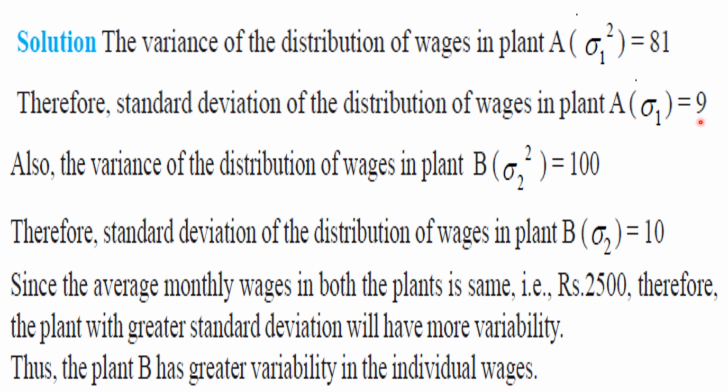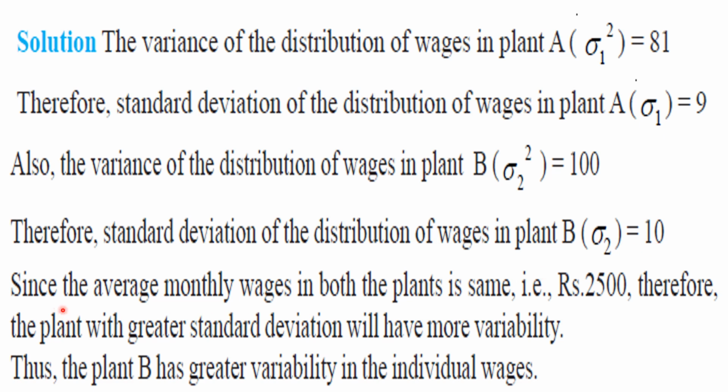What will you get here? 9. Understood this step, my children? Right. Similarly, the variance of the distribution of wages in plant B, that is equal to sigma 2 square, is equal to 100. With the help of this one, we can find the standard deviation of the distribution of wages in plant B, that is sigma 2 is equal to square root of 100, that is equal to 10. Understood this step, my children?